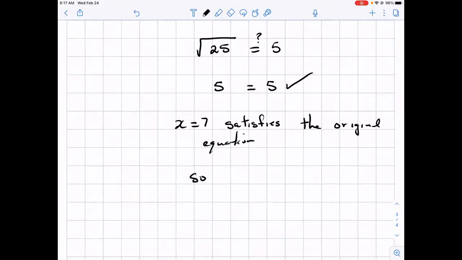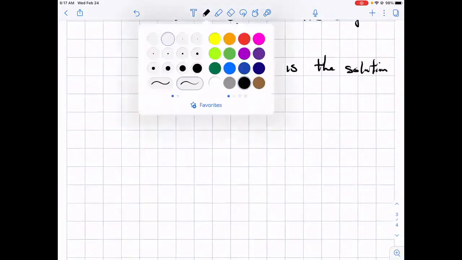So x equals 7 is the solution. Okay? So it is correct to say that x equals 7 is the solution, or what we say sometimes is the answer. Let's look at another example.